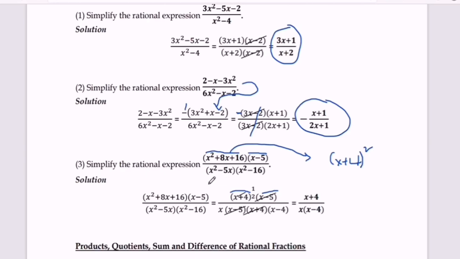And then the x squared minus 5, so here is the factor. And then for x squared minus 16, so here it is. So all we need to do is just cancel all the like terms from the numerator and then the denominator. So x plus 4 squared, so we have 2x plus 4 here. So we will cancel the x plus 4, and then x minus 5 also. So there are similarities. So the remaining is x plus 4 divided by x times x minus 4.